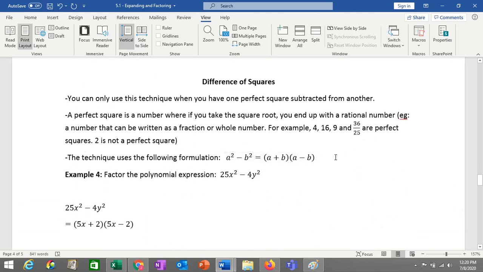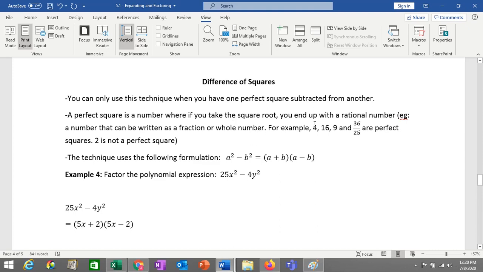So we are saying here, this is the easiest method to recognize because you have two numbers subtracted from each other. And the two numbers that you're subtracting are perfect squares. So a perfect square is something where if you take the square root, you get a nice number. You get a rational number, which is usually a whole number or it can be a fraction, but it's not something that goes on forever and is irrational.